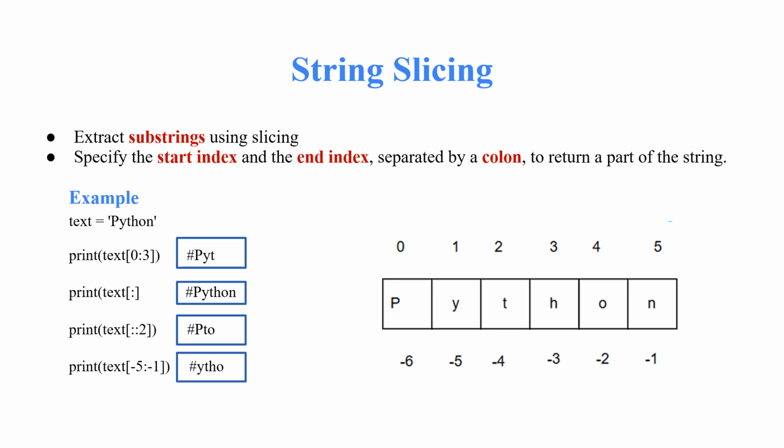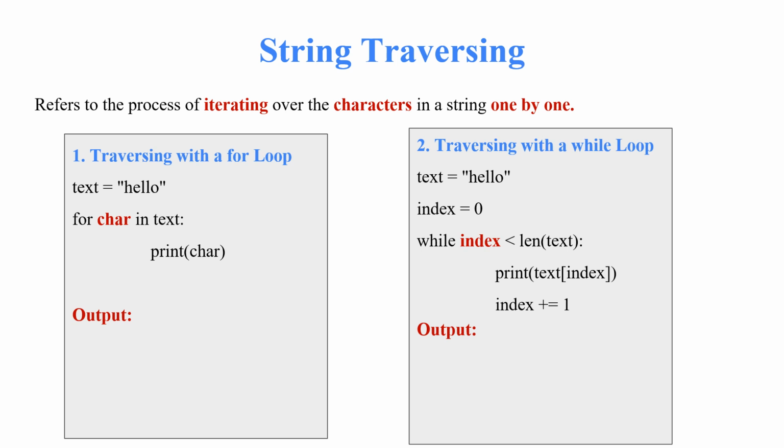Next we will discuss string traversing. First we will discuss traversing with a for loop, then traversing with a while loop. We have a string called hello. We are going to traverse this string hello using the for loop. Here char is a variable to iterate over the string hello. Now how do we get the output? The first time it traverses, the output is h. The second time it is e. Third time it is l. Next it is again l, and finally it is o. Till the end of the string, this loop iterates over the string.